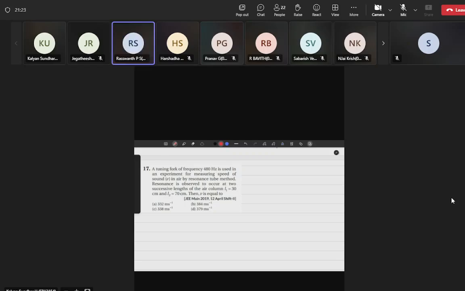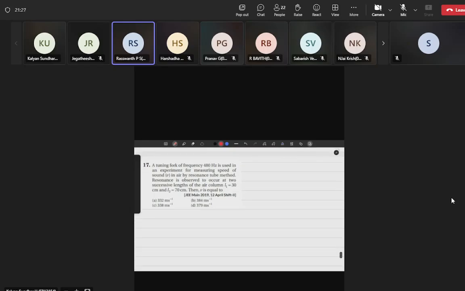Sir, velocity is equal to 2 into lambda into L2 minus L1, sir, formula. Correct, sir. I've seen about the resonance tube. School la பாத்தீங்க, இங்க பார்க்கலையா? School la பார்த்தேன், sir. Oh, then okay, sir.